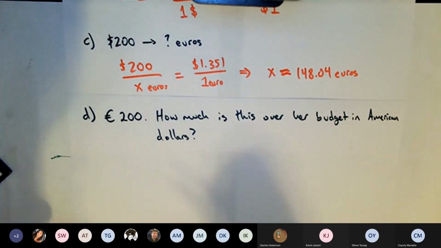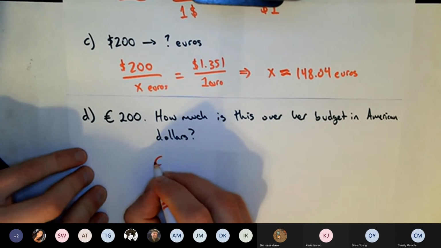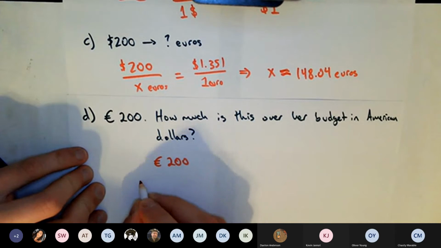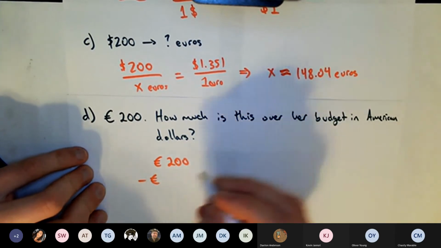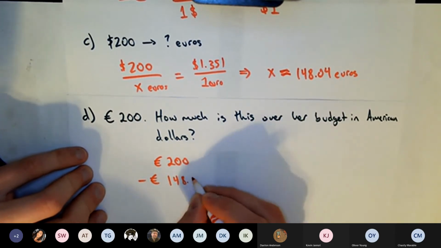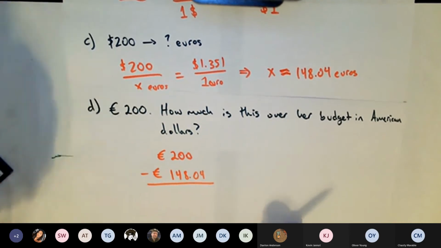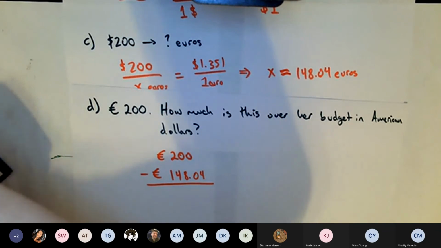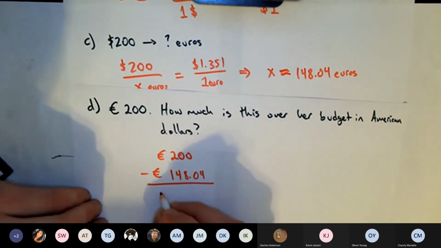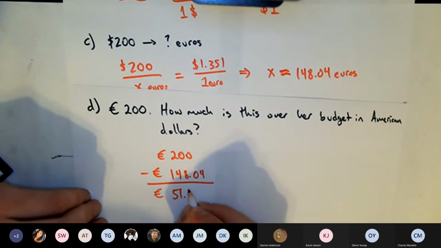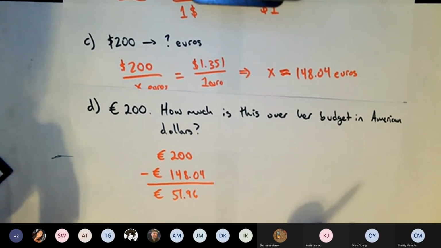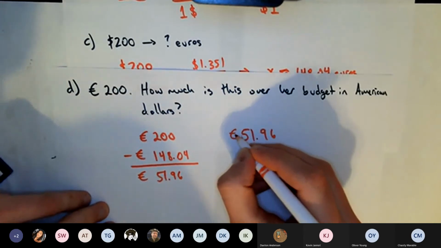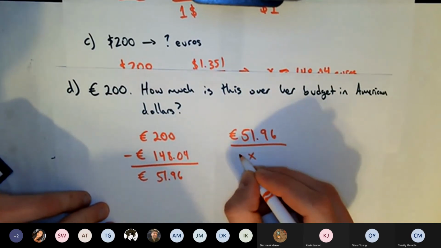Well, in euros, how much is it over? The bag is 200 euros and she's got 148.04. If she spends every dime she has on this bag, then she would just subtract, right? So it's 51.96 euros over her budget. So now we want to say, well, what is that in freedom units, in American dollars?